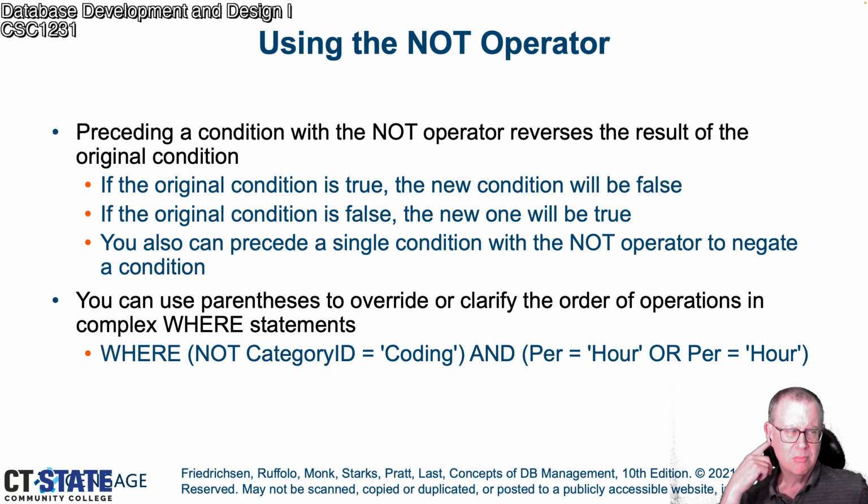Sometimes we want to invert the logic of what we have. So we want everything but the category ID coding. So here we use the not operator. The query down the bottom there says where not category ID equals coding and per equals hour or per equals hour. Not quite sure why the two of those are there. They look like they're the same thing. Anyway.